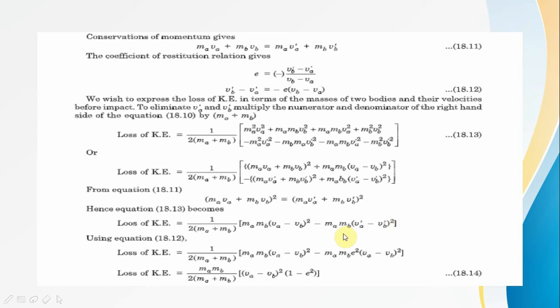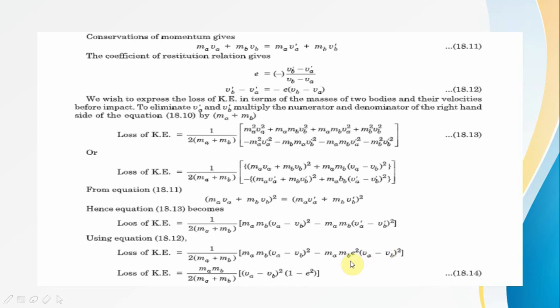So now our equation is a little less complicated. Now we have to eliminate this VA dash minus VB dash. If we again see this equation and square it, and put for this VB dash minus VA dash, that is E into VB minus VA whole square, we will get loss of kinetic energy equal to 1 by 2 (MA plus MB) in bracket, MA MB, (VA minus VB) square minus MA MB E square into (VA minus VB) square, right?